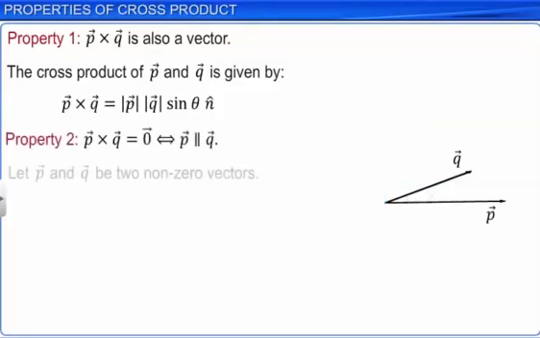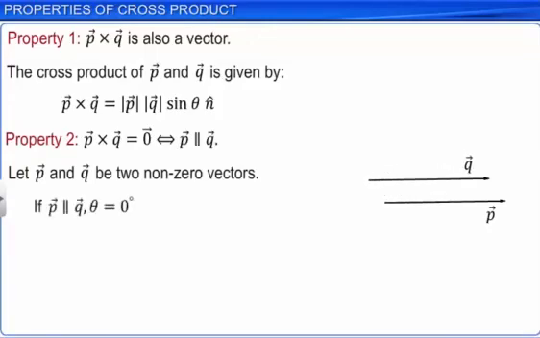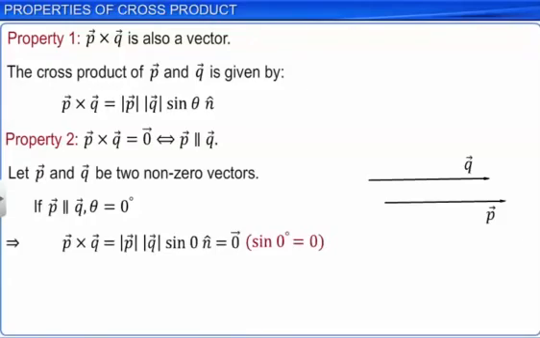Consider two non-zero vectors P and Q. If the two vectors are parallel to each other, then the angle theta between them is 0. Since sine 0 is 0, the cross product of two parallel vectors is a zero vector. Thus, we can say that the cross product of two non-zero vectors is a zero vector if and only if the two vectors are parallel to each other.